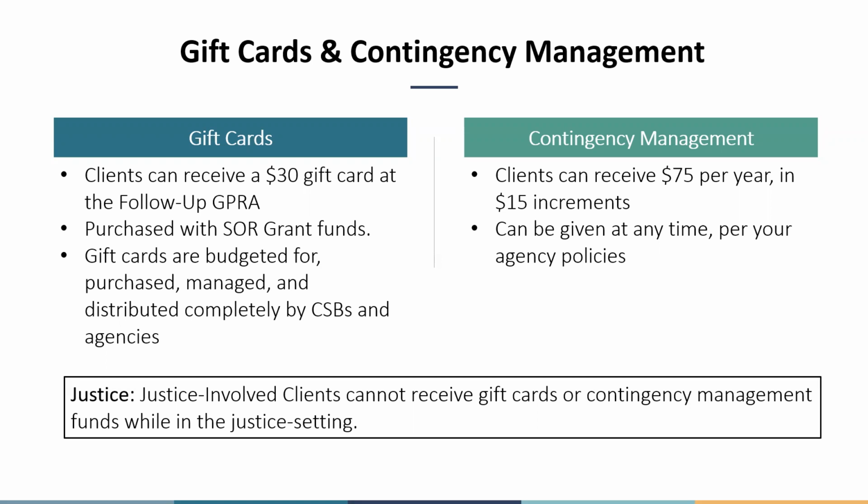And contingency management can include anything valued at $15 or less. Contingency management also tends to be doled out in a mix between gift cards like grocery store gift cards, gas cards, bus passes, or other transportation funds. The main restrictions are that you can't give out cash or a cash-like gift card, such as a Visa gift card. And then a special note that for justice-involved clients, they cannot receive gift cards or contingency management funds while in the justice setting.